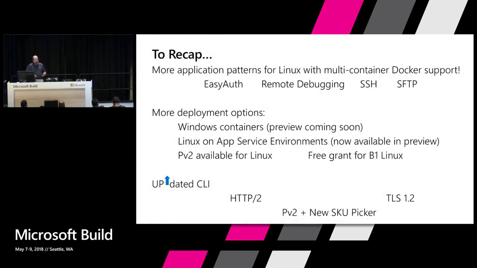Just to recap everything we saw over the last hour or so, we've made a lot of improvements and additions around app patterns and functionality for Linux. You saw Jenny demoing easy authentication, so you can do AAD and OAuth authentication with your Linux apps on our service just as easily as with our Windows apps. You saw remote debugging is now available for Node.js, and we will continue to expand that support in the coming weeks and months.